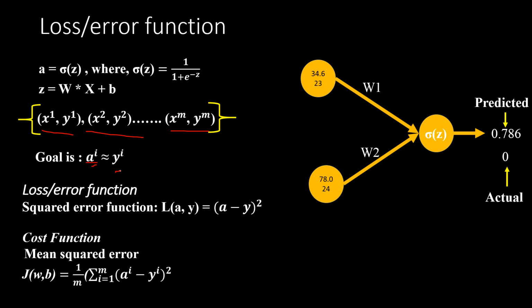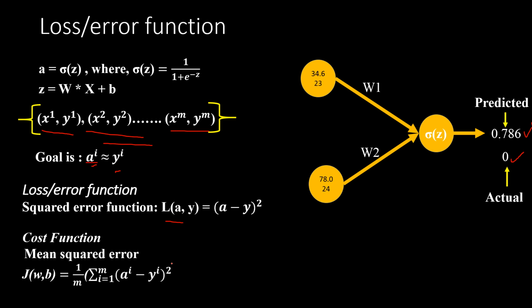The simplest way we can think of is the squared error function, where we simply subtract the predicted value from the actual value. Since this was just for one example, but we'll have m examples, the goal is to reduce the error over all the examples. So that will be mean squared error, where we compute the loss over all the examples and compute the average loss, and try to reduce this average loss so that it generalizes for all the inputs.